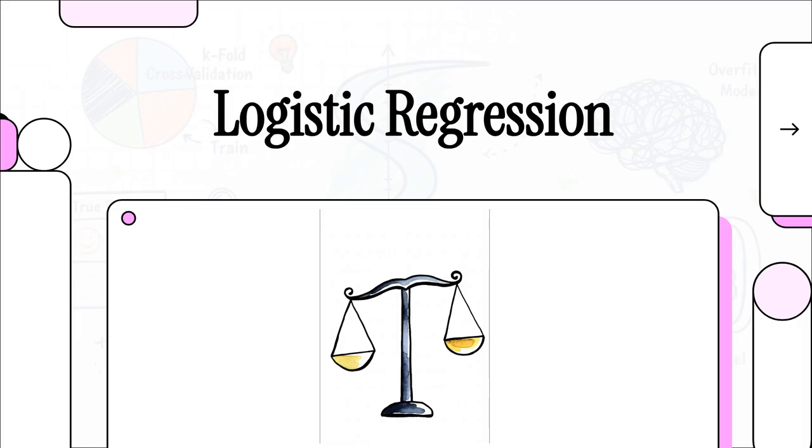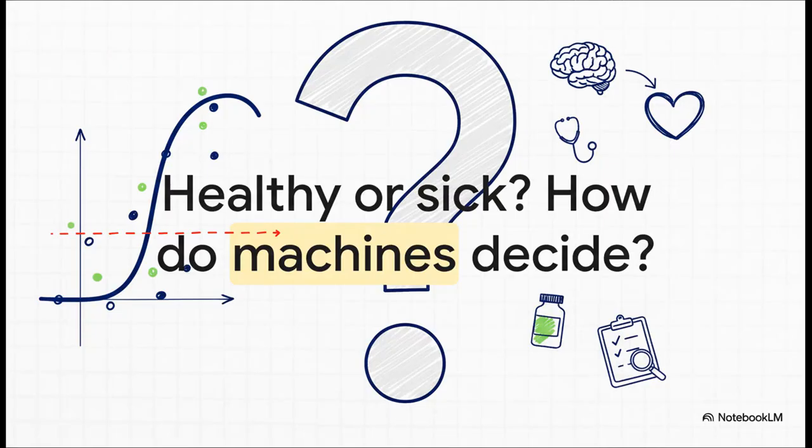And trust me, it sounds complicated, but it's this incredibly powerful tool that helps machines make some of the most critical decisions you can imagine. I mean, think about it. How does a machine decide if an email is junk, or even more important, if a medical scan shows something dangerous? That's the question we're tackling. We're stepping into the world of classification.